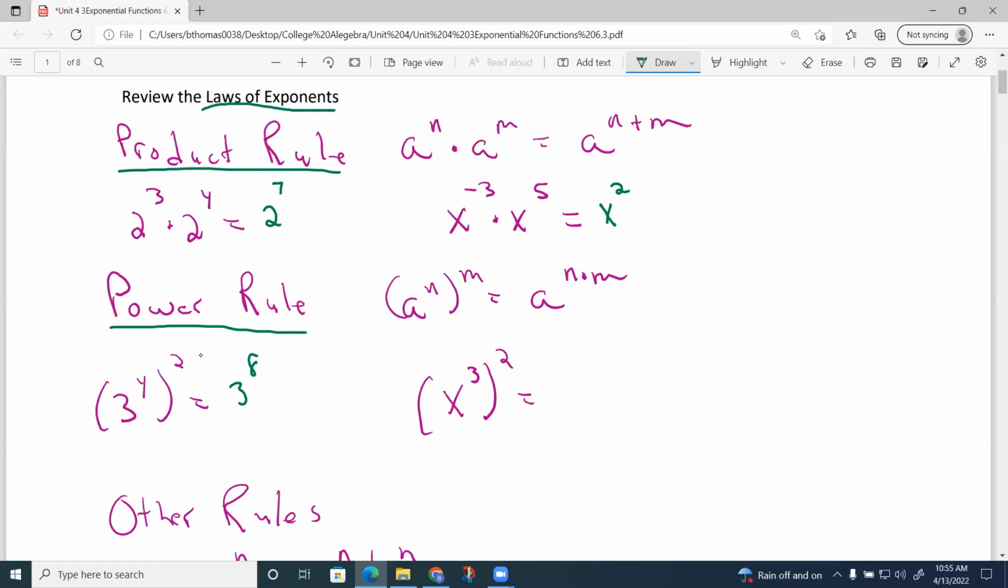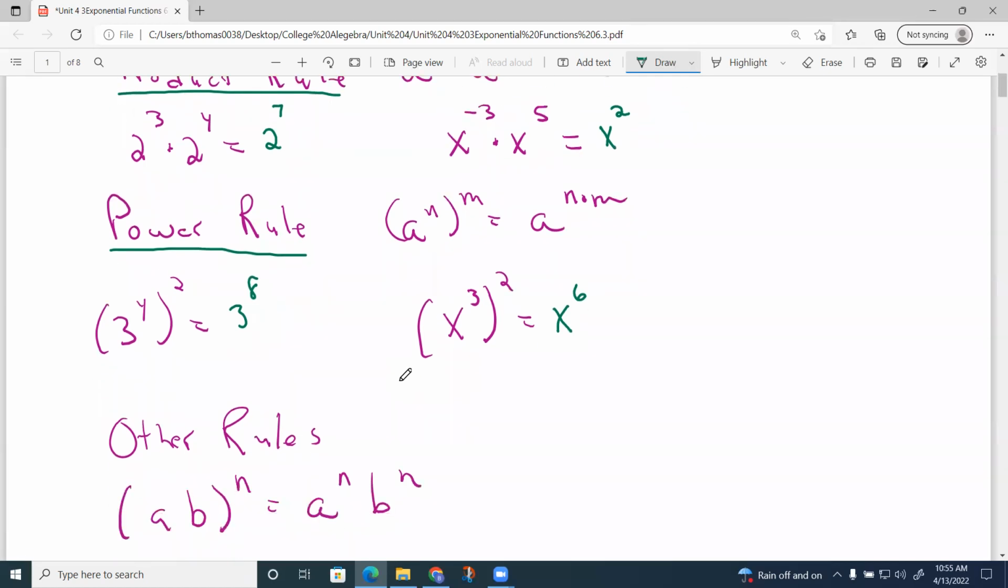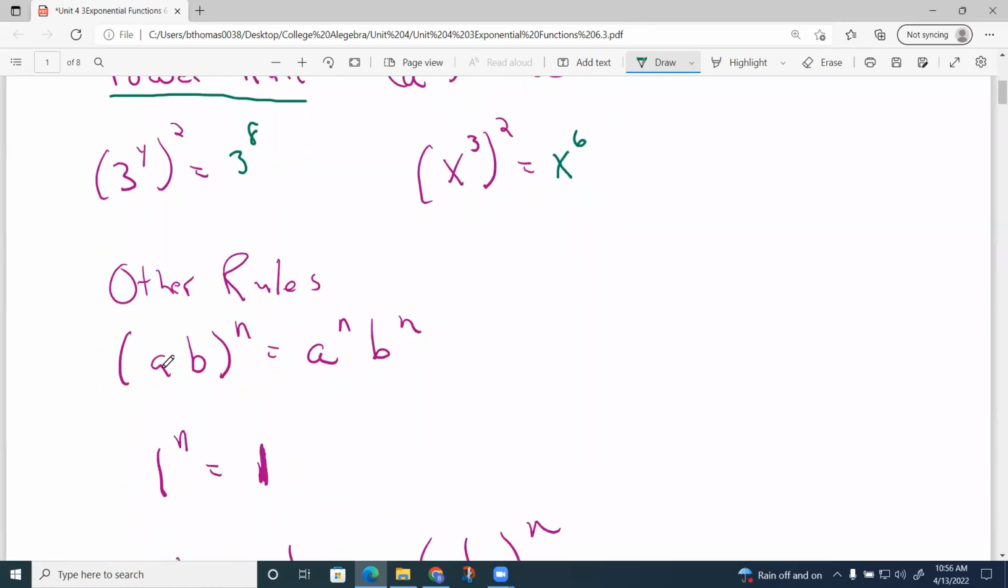Similarly, if I have x to the third squared, or x cubed squared, if you will, notice how we have a power raised to a power. We can write that as x to the sixth power, since we would multiply those exponents together, and 3 times 2 does equal 6.